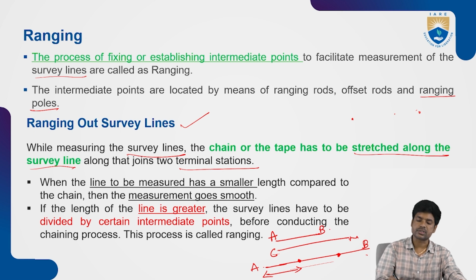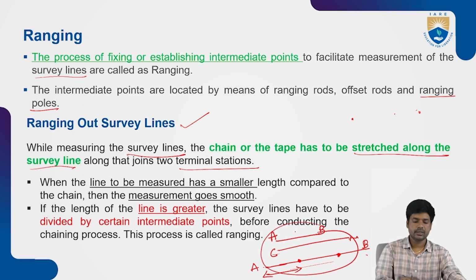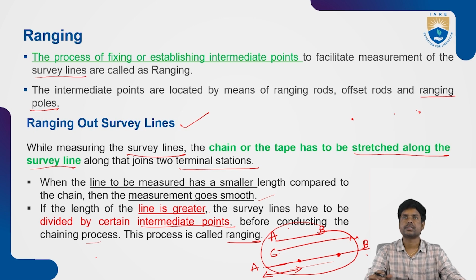This total process is called ranging. So when the line to be measured has a smaller length compared to the chain, the measurement goes smoothly. And if the length of the line is greater than the chain length, then we establish some intermediate points before conducting the chaining process, and this total process is called ranging.